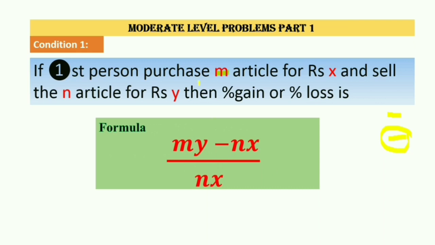We will consider the corner terms as one variable and the middle terms as one variable. Okay, so after considering the corner as one and the middle as one, after combining this we get the formula, that is MY minus NX upon NX. So to remember this, we have to remember this concept, that is we have to combine corner terms and middle terms, and we have to apply this formula. Now we will move towards the problem on this condition.